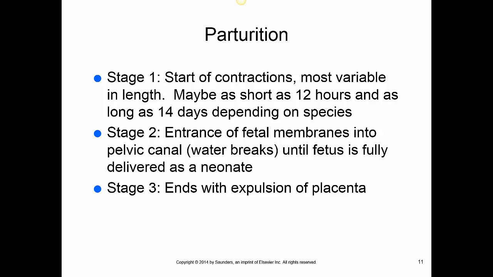We talked about it in equine. We've also talked about it in AMP2. So just a reminder, those are the 3 stages.